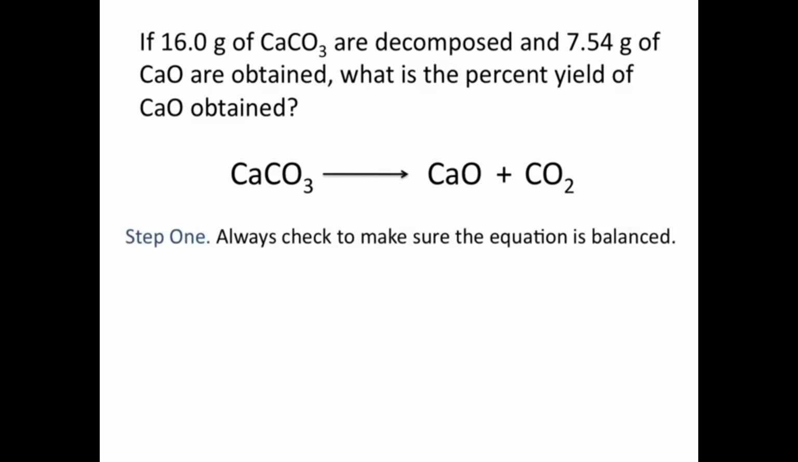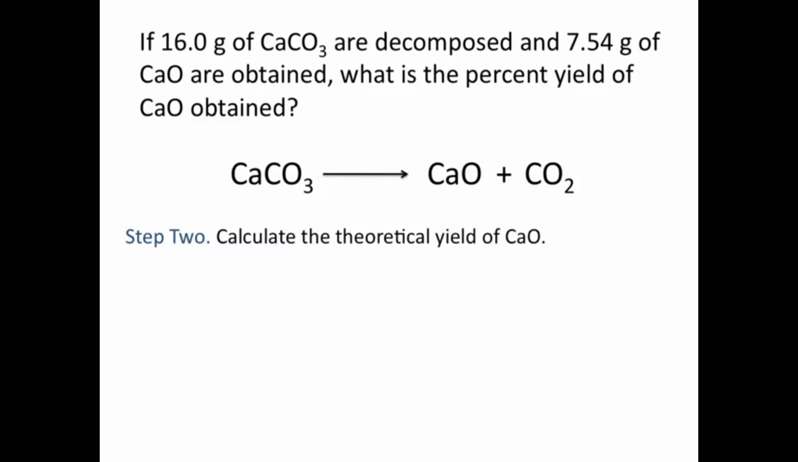So the first step is that you always need to check to make sure your equation is balanced. Sometimes you'll be given balanced equations right from the beginning, and sometimes the designer of the problem will expect you to balance the equation on your own. If we look at this reaction, we'll see that our equation is already balanced. 1 calcium atom on each side, 3 oxygen atoms, and 1 carbon atom on both the reactants and the product side.